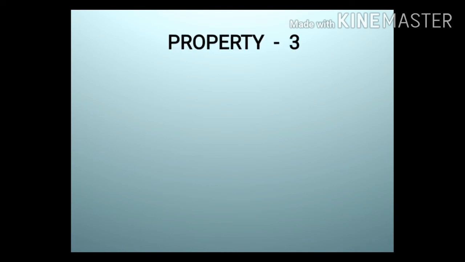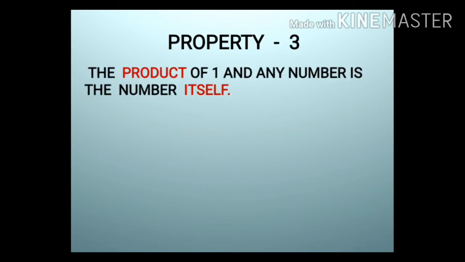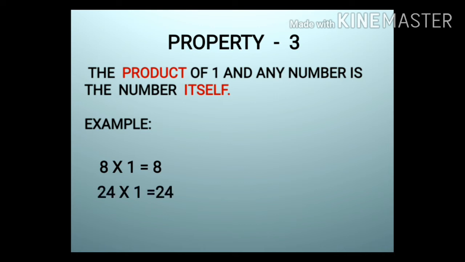Now, let us see what is property 3. The product of 1 and any number is the number itself. That means if we multiply any number with 1, the answer is the number itself. Let us see some examples. 8 into 1 is equal to 8. And 24 into 1 is also equal to 24. And 351 into 1 is also equal to 351. So in all the three cases, we can see that the multiplication with 1 gives the same number.